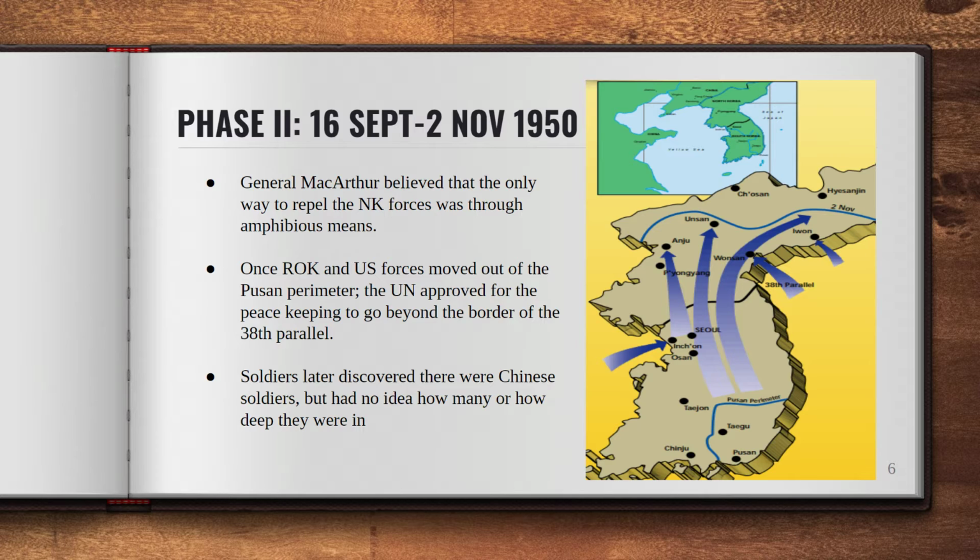And once the South Korean and U.S. forces moved out of the Pusan perimeter, the UN had approved for the peacekeeping to go beyond the border of the 30th parallel. So they ended up pushing, if you look at the map, the 30th parallel here, they ended up pushing all the way up through this line, and they continued all the way up until the river, which was the border for China. And soldiers ended up discovering that there were Chinese soldiers fighting, but they had no idea how many or how deep they were in. So eventually, they end up getting pushed all the way back until the 30th.